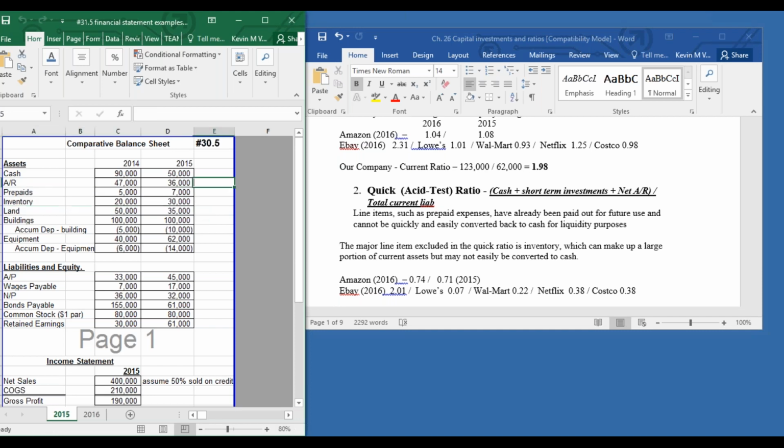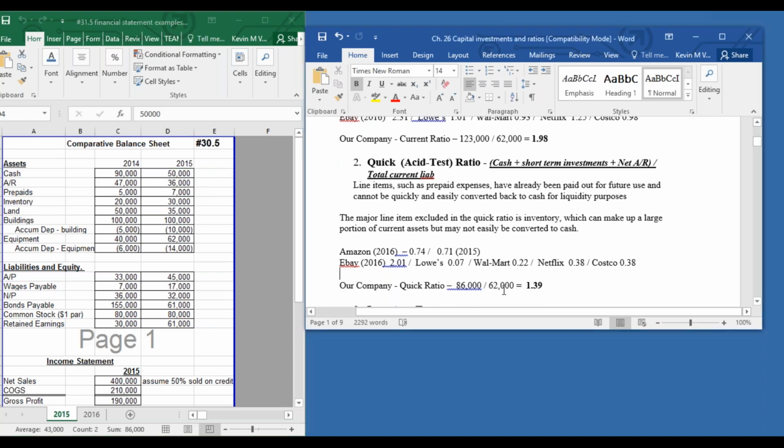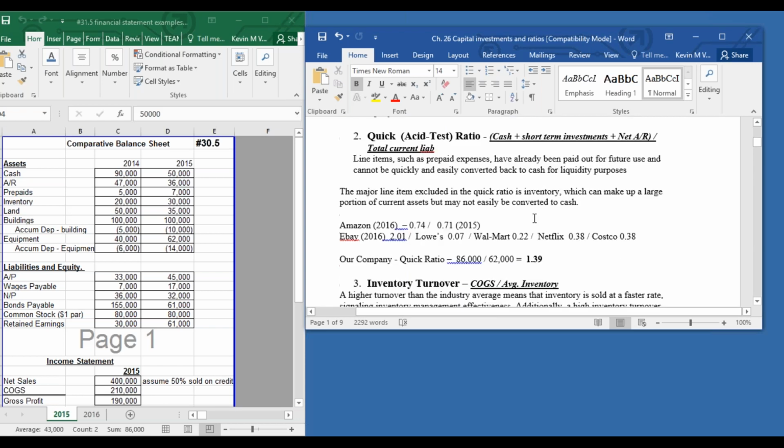All right, so our assets, they go from 123 before, now they're only at 86,000. Our liabilities remain the same. We don't remove any of those. So we're still at 62,000. So now 86 divided by 62. Now we're much lower, but still we're able to pay our debt. We have $1.39 in assets for every $1 of liabilities. So those are 2 very common ratios that a lot of companies will look at to see how you're doing, and if you're able to pay debt. A lot of banks will look at this too, before making you a loan.